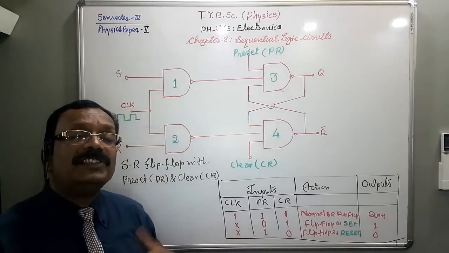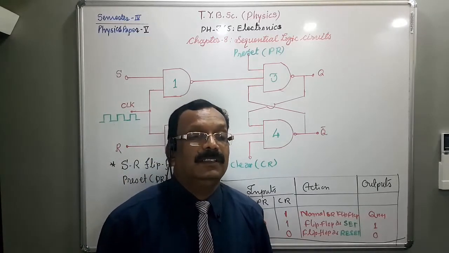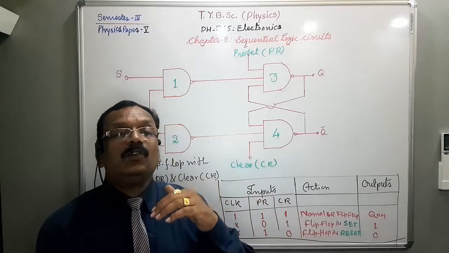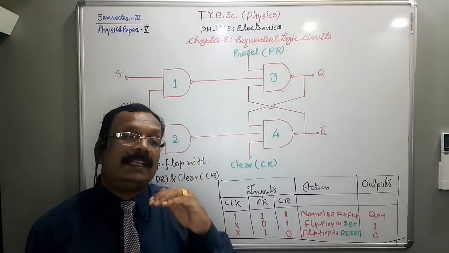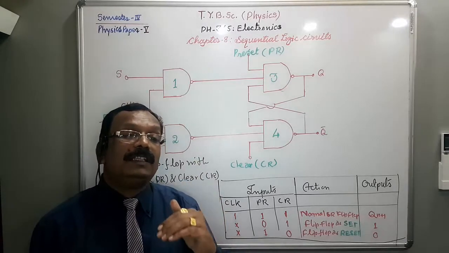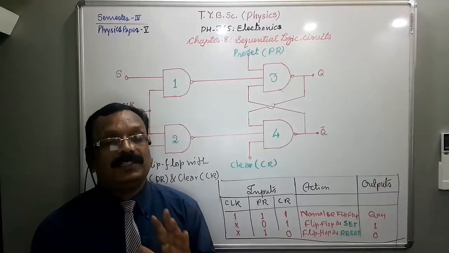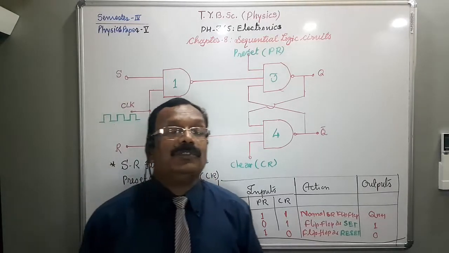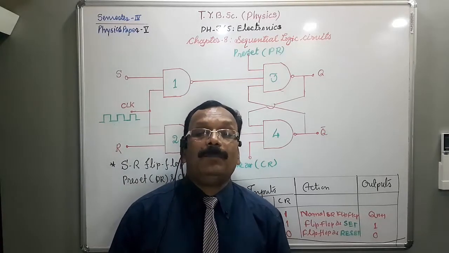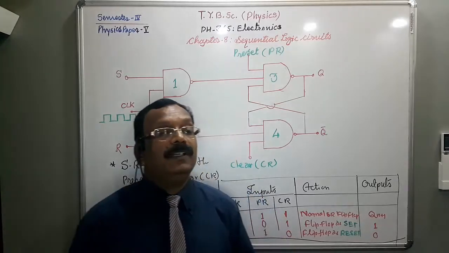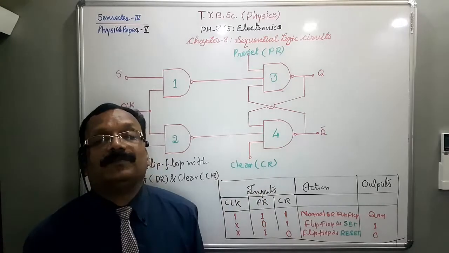These inputs are asynchronous. These two inputs are asynchronous inputs because we can apply them at any time without thinking about their synchronization with the clock pulse. What I say, these inputs are called asynchronous inputs because we can apply them at any time without thinking of their synchronization with the clock pulse.